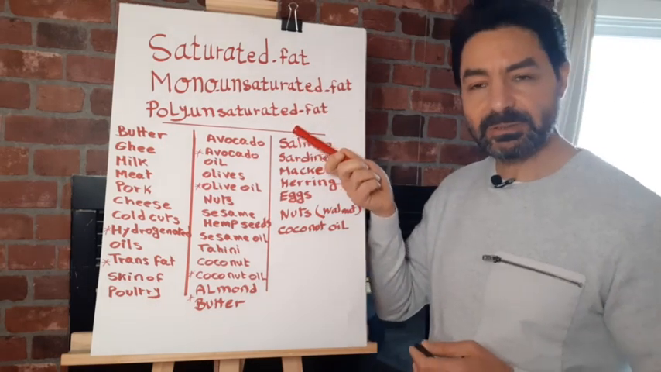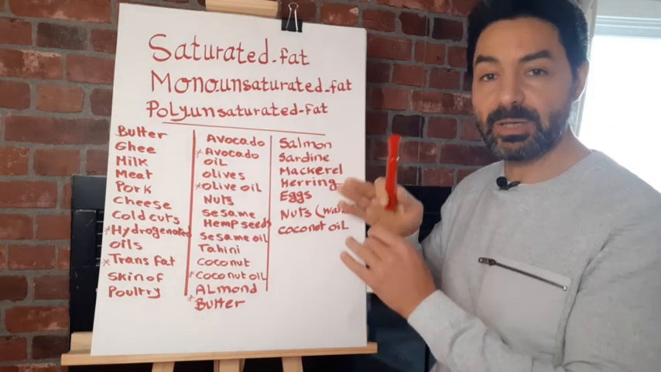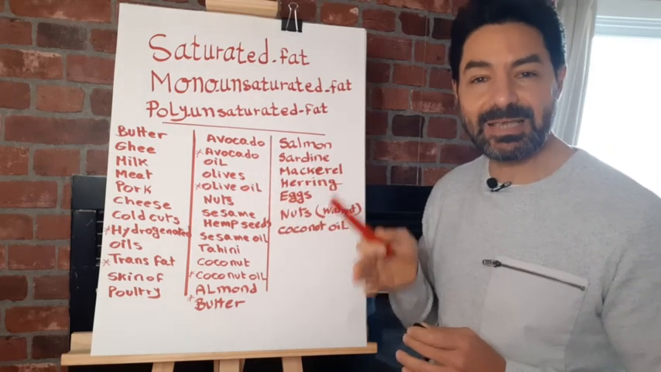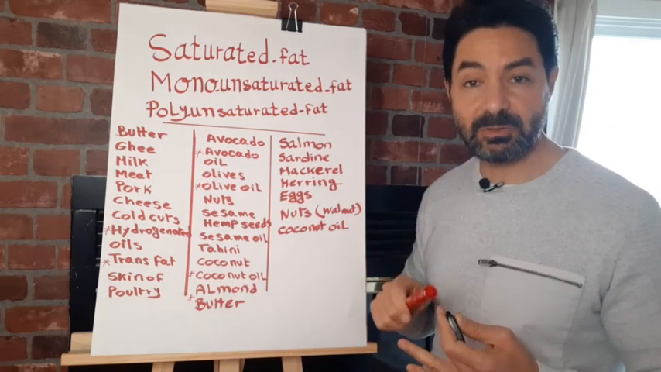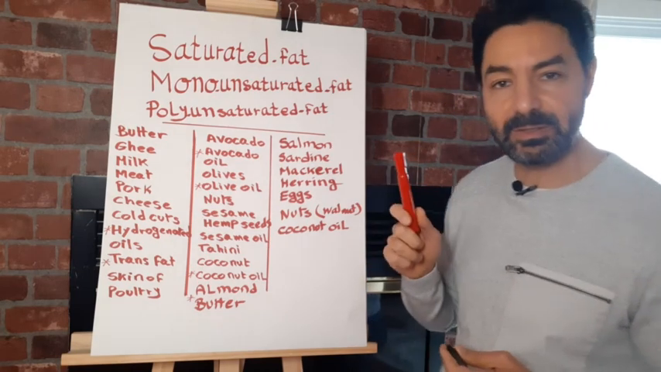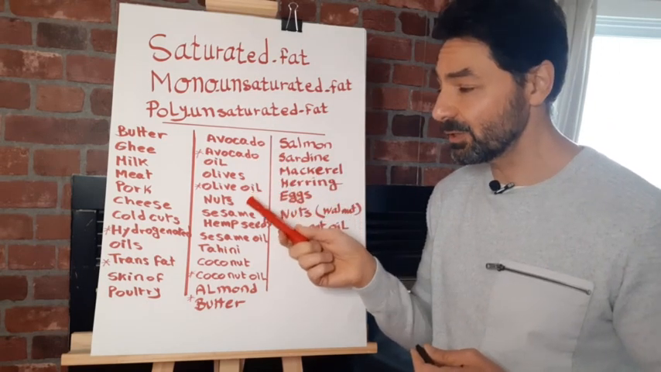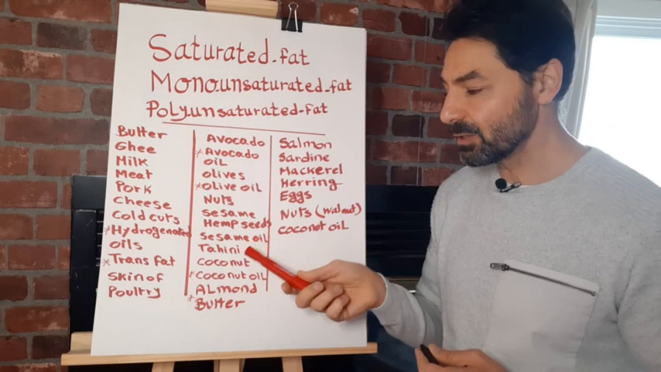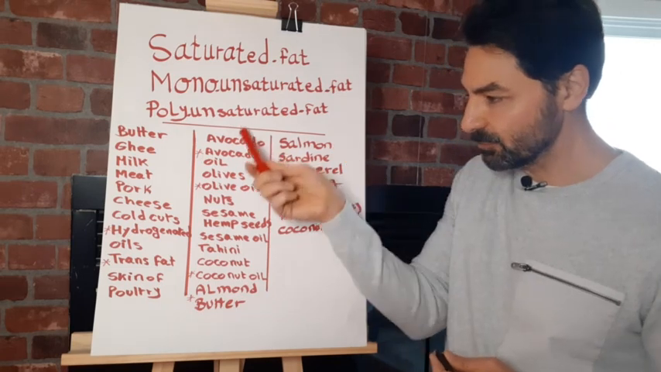Monounsaturated and polyunsaturated, I'm not going to speak about them separately. I'm going to speak about them together. Why? Because we need both columns in our meals daily. They are full of nutrients, minerals, vitamins, antioxidants, omega-3, anti-inflammatory elements. So what are they: avocado oil, olives, olive oil, nuts, sesame seeds, hemp seeds, sesame oil, tahini, coconut oil, and almond butter. That's the vegetarian type.